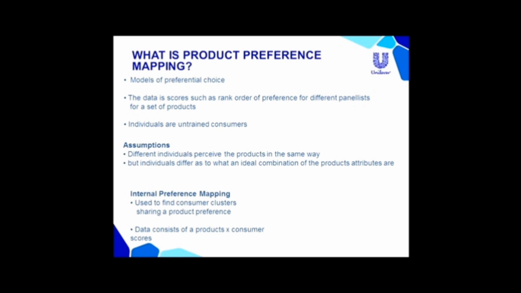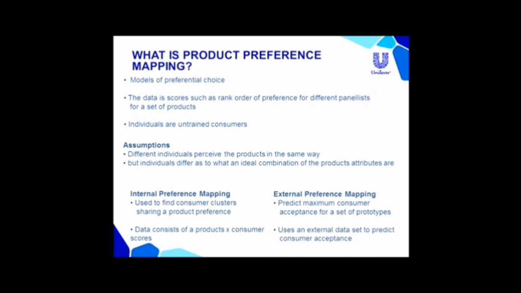So typically a data matrix will be products by consumers. And then there's external preference mapping, where we want to predict the maximum consumer acceptance for a set of prototypes based on maybe the sensory data we've collected. So we might have 2 different sets of people, sensory panels, consumers, but we'll have the same products. Can we link the 2 together?